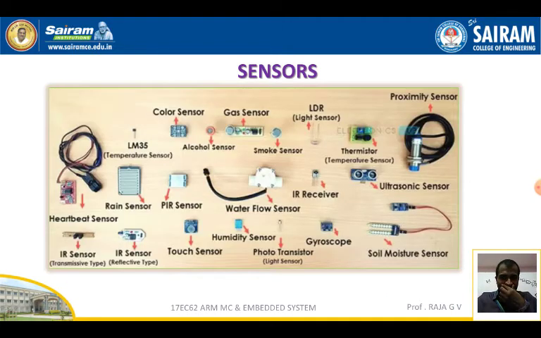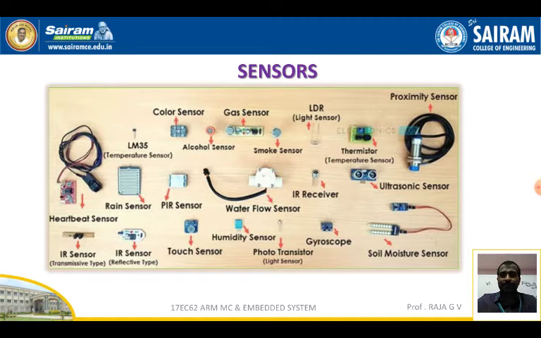So these are the various types of sensors. We have a color sensor, gas sensor, LDR, light sensor, proximity sensor. Normally in a mobile phone we use a proximity sensor. Whenever you are making a call and you take your mobile phone near your ear, immediately the display will be turned off. So the proximity sensor is very useful in that situation.